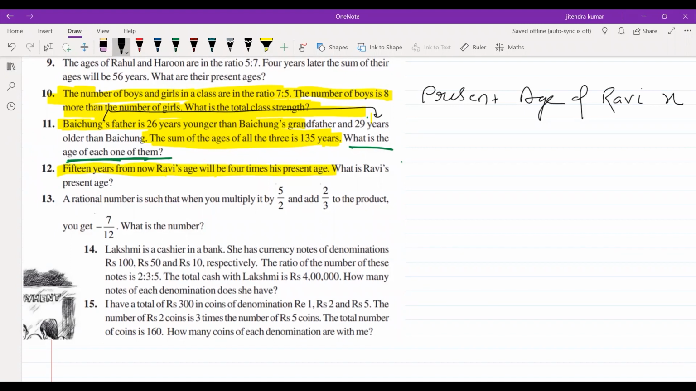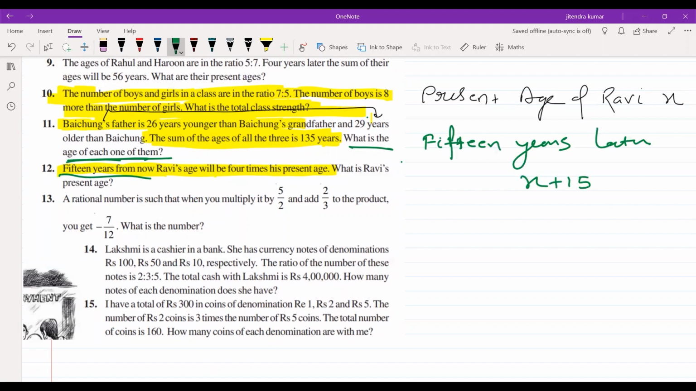Now 15 years from now, it means we are talking about 15 years later. So 15 will get added to this. So 15 years later, his age will be x plus 15.